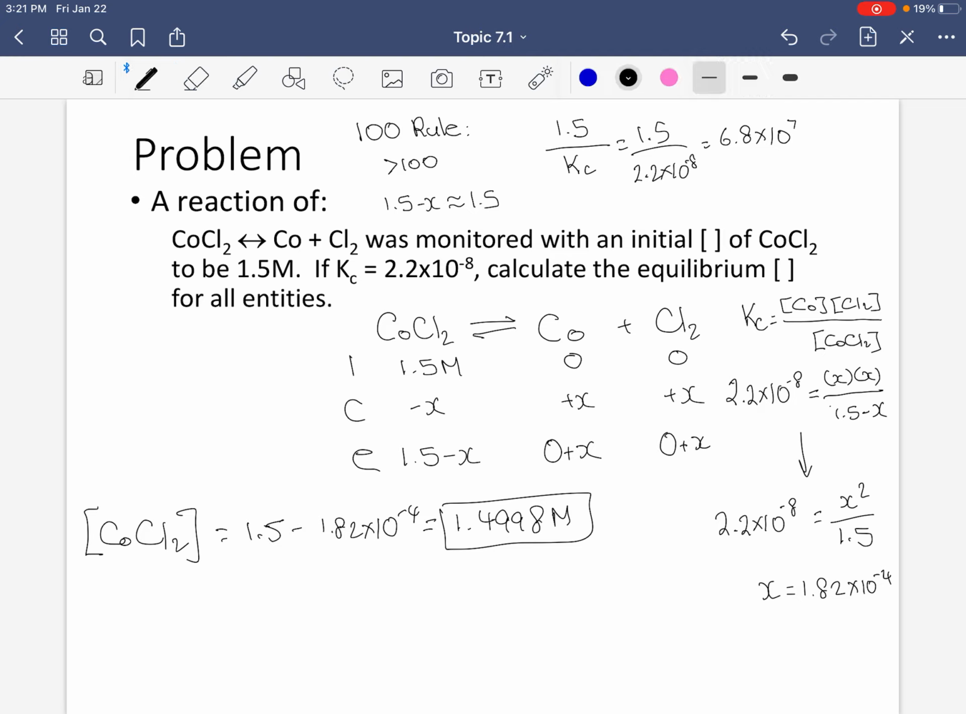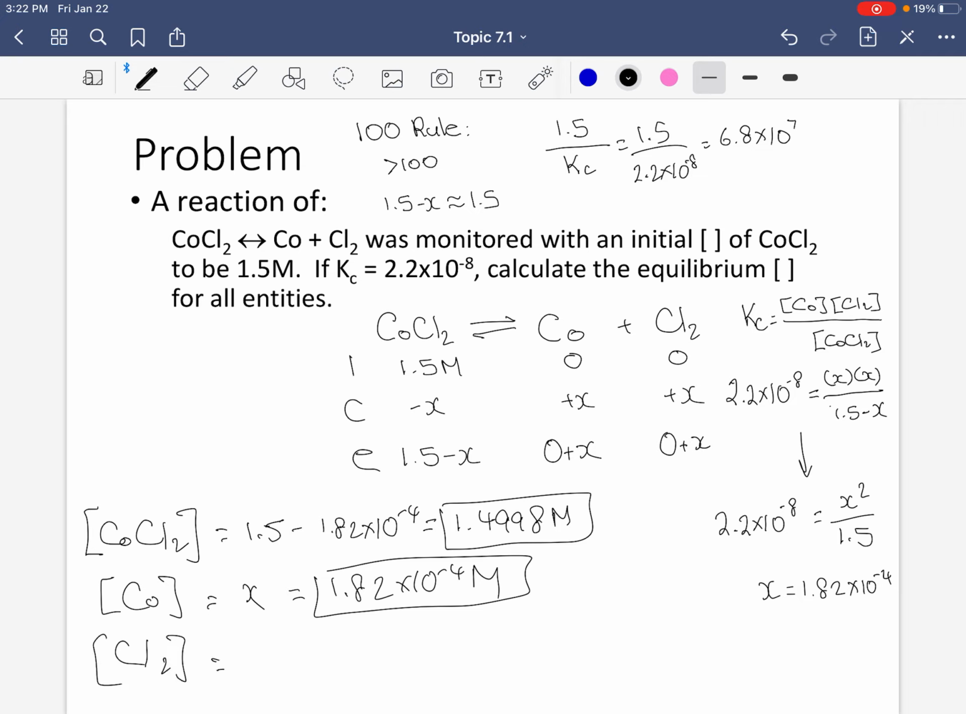But there's still something, I guess. There's really some cobalt, and that's just x, which is equal to 1.8 times 10 to the power of negative 4 molar. There is some chlorine, not much, same thing, 1.82 times 10 to the power of negative 4 molar. Very easy to do. But the understanding, of course, is what I really, really want you to have.